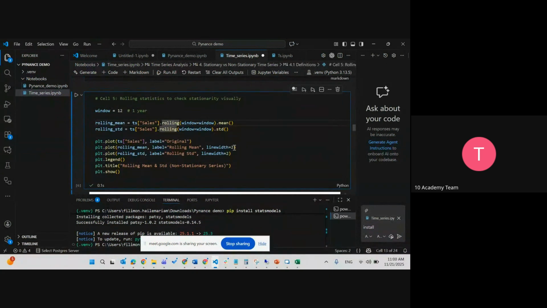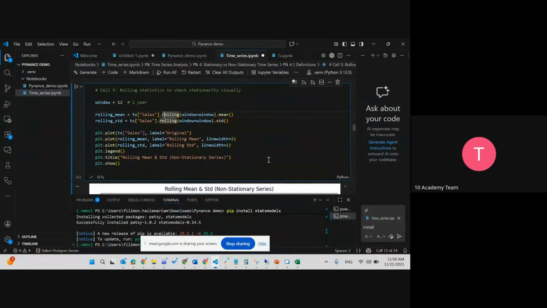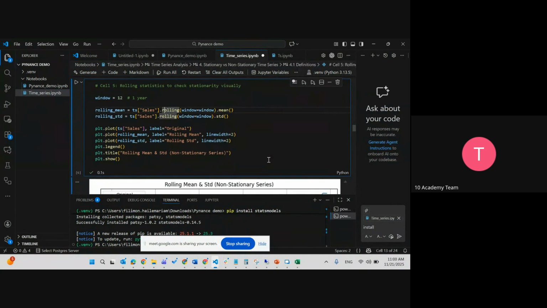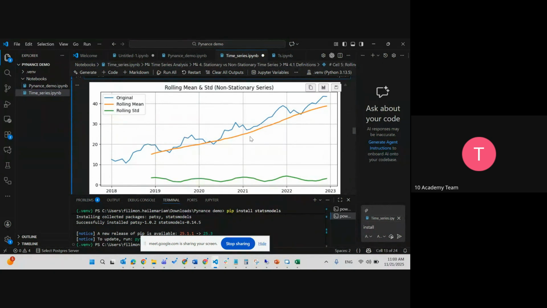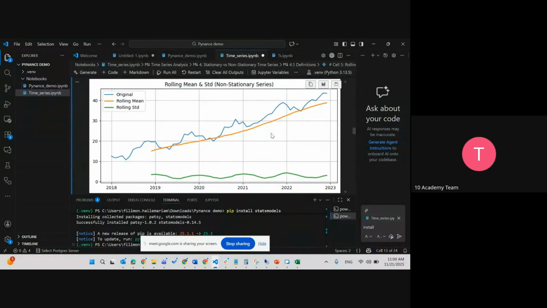Let's see the rolling statistics to check stationarity visually. As I mentioned, the mean and standard deviation are not constant. As you can see, the rolling mean, the orange line, is going up. So the mean is not stable, right? It should have been a straight line, but it's going up. So this is not stationary data.